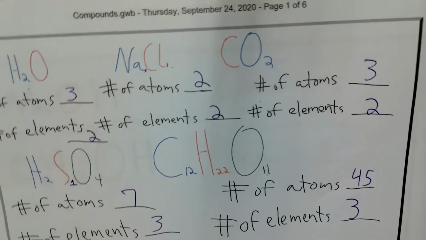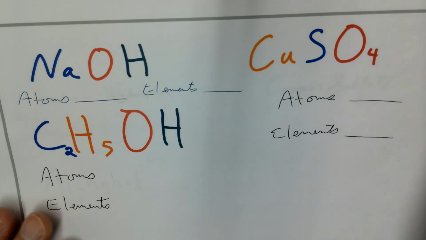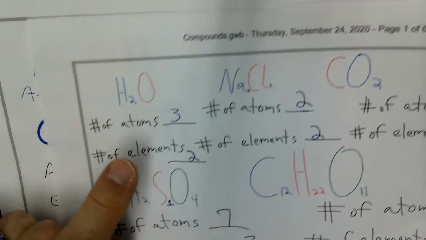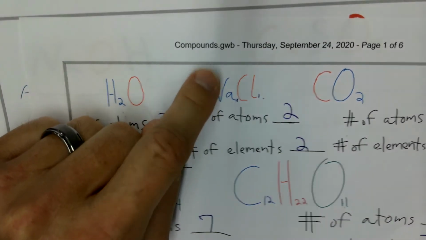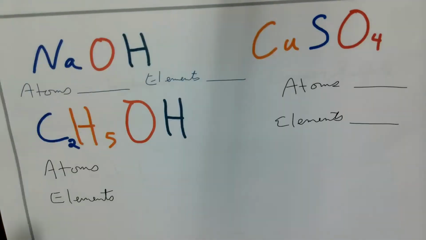We're going to do another example here. And this, by the way, is sulfuric acid. This is table salt. This is carbon dioxide. I want you to find this one on your own.